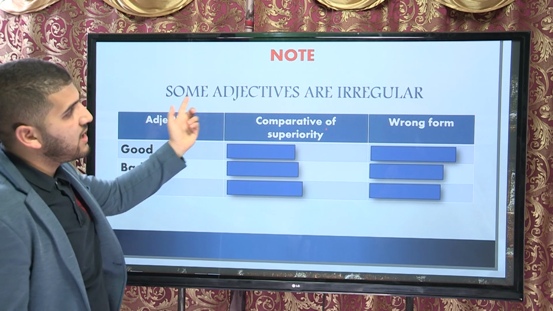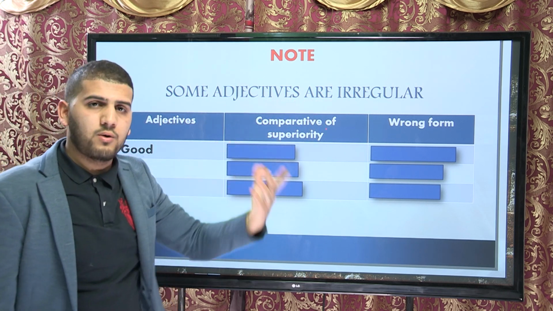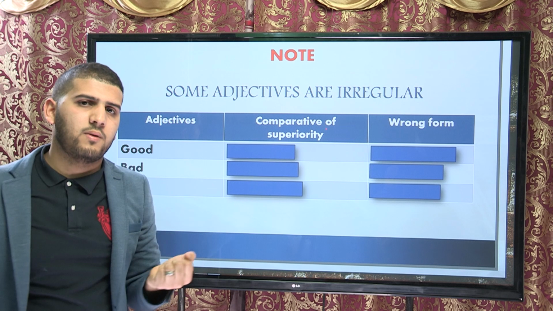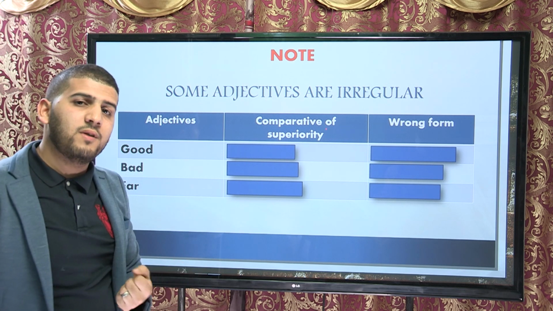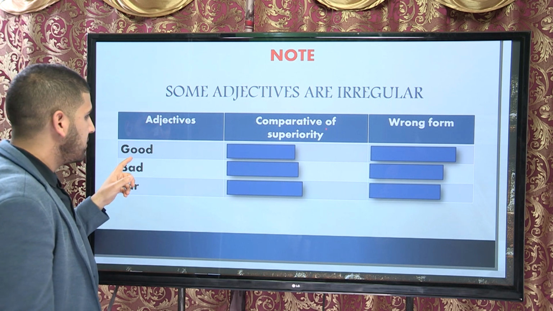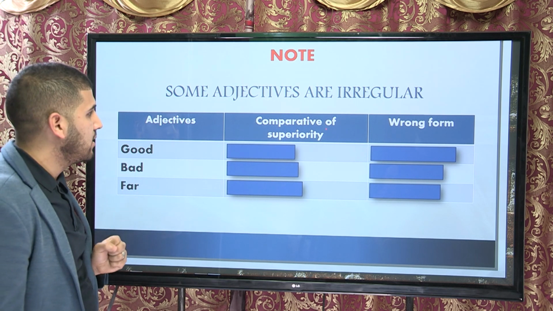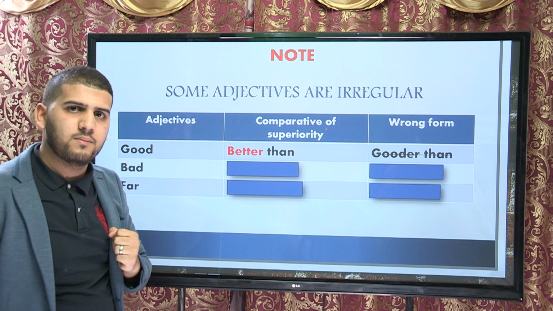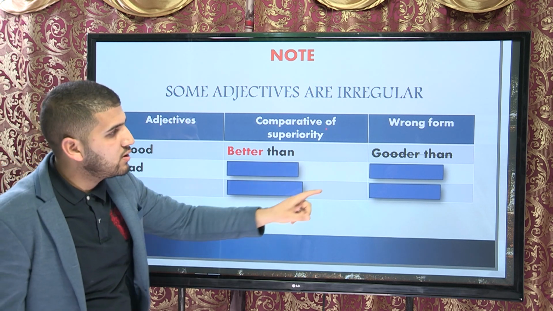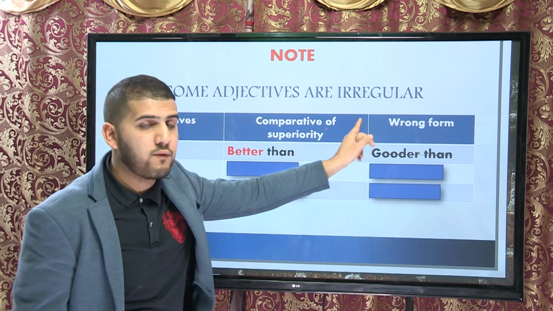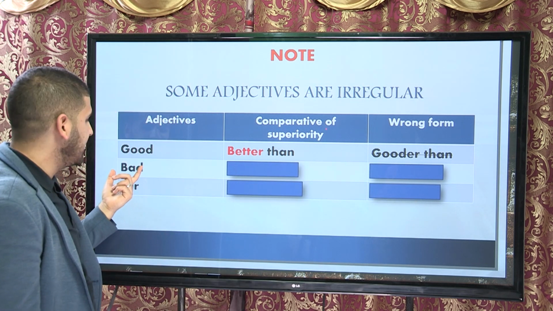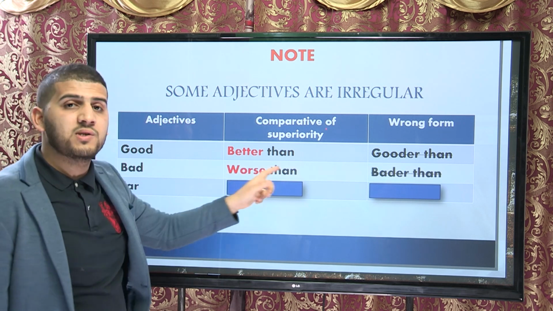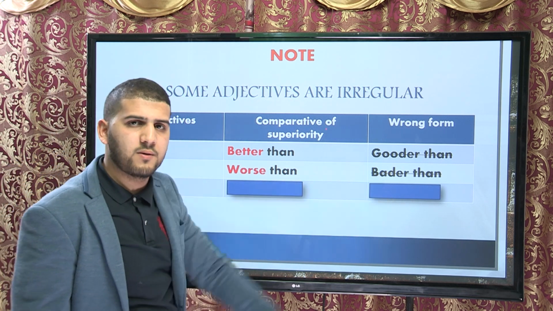Note: some adjectives, however, are irregular. It means we cannot add er to them, and we cannot add more to them. Some examples of these irregular adjectives are good, bad, and far. So, good has an irregular form which is better than. We don't say gooder than. It's a wrong form. Second adjective is bad. The irregular form of bad is worse than. We don't say badder than.